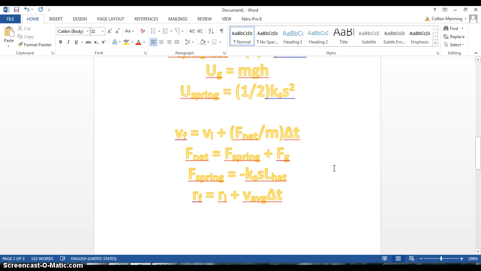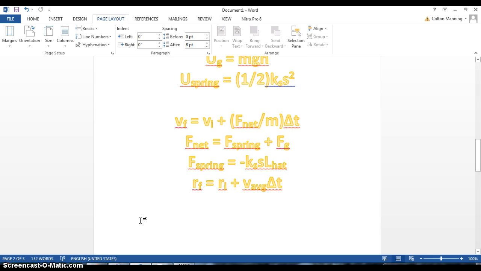And we also use Newton's second law in this equation, which has always been stated. The final velocity is equal to the initial velocity plus the net force divided by the mass times delta t. And the overall net force, incorporating all these equations, is equal to the spring force plus the force of gravitation, where the spring force is equal to negative K sub s times L hat. And finally, incorporating all of this, we get that the final position vector is equal to the initial position vector plus the average velocity times delta t.